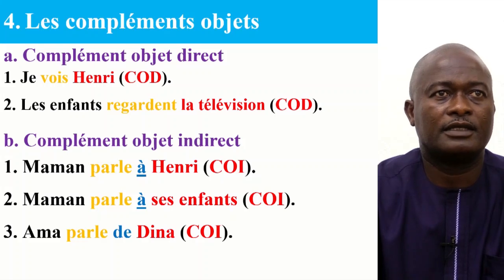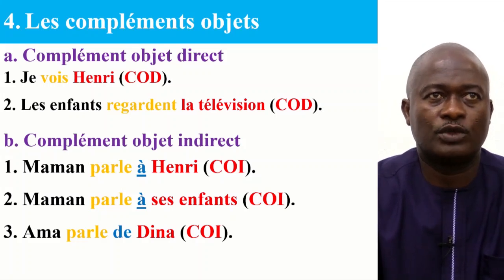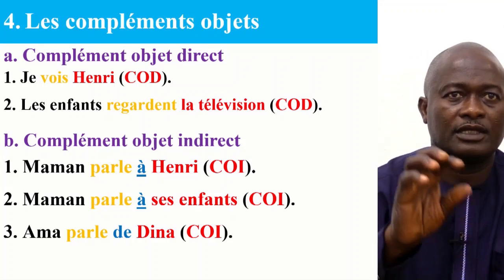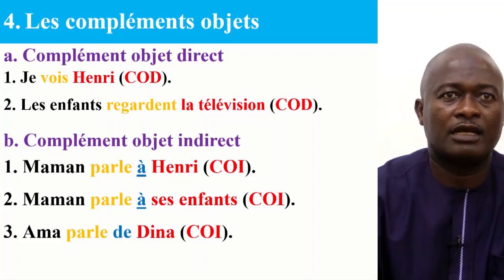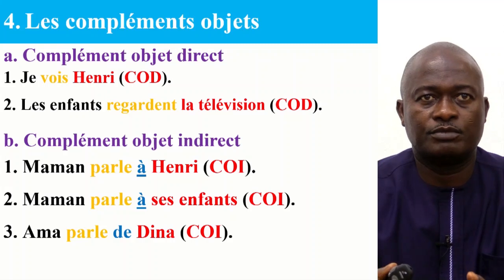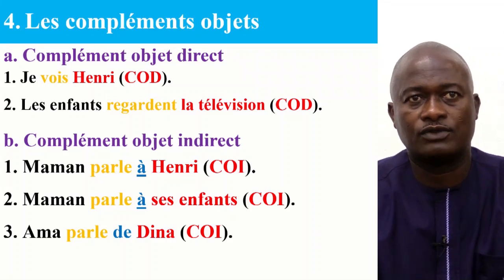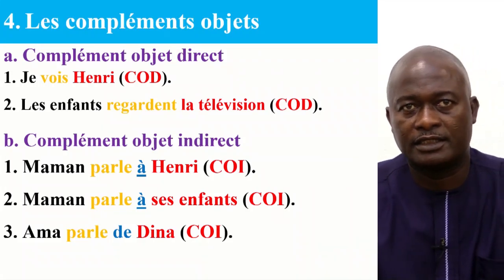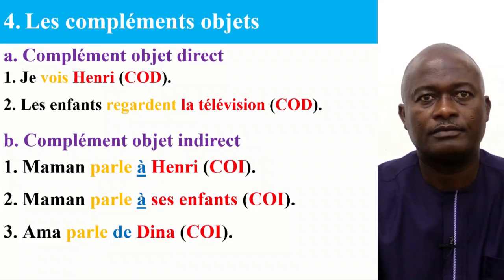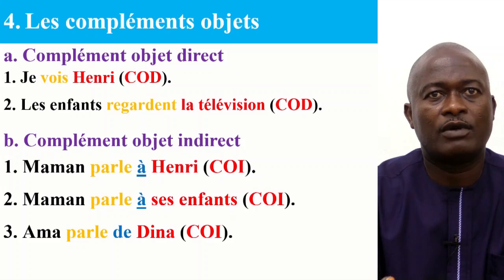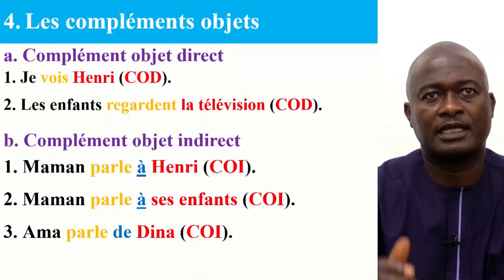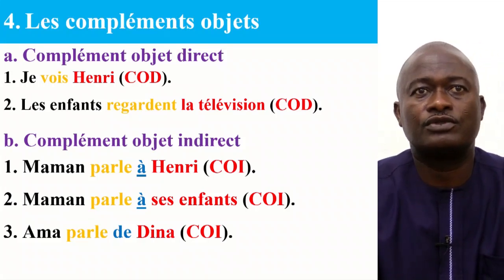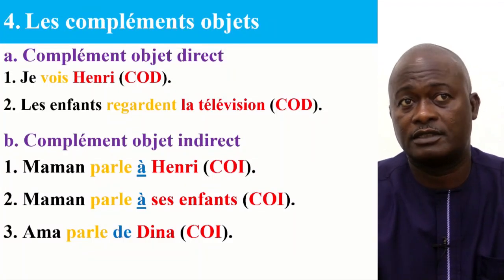When you compare the examples in B to those in A, you realize that after the verb, for the B, there is always a preposition which is in the color blue. And those prepositions are close to the verb that are also in yellow. Now we add the object, which is Henry, ses enfants, then Dinah. The reason why we have the indirect objects in the second column is that after the verb we have a preposition. So it means the object is introduced through a preposition. Okay, so I will explain it in French now.